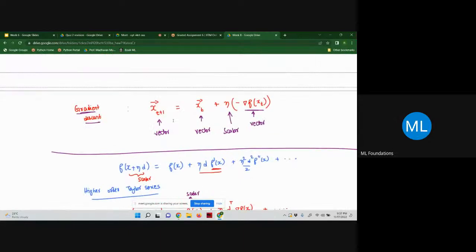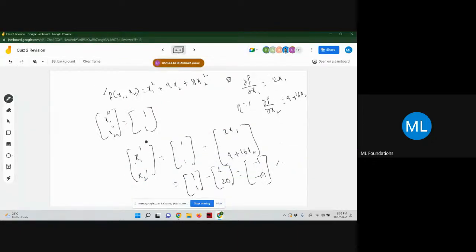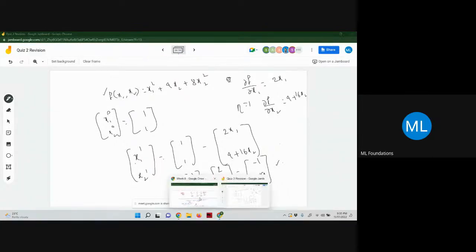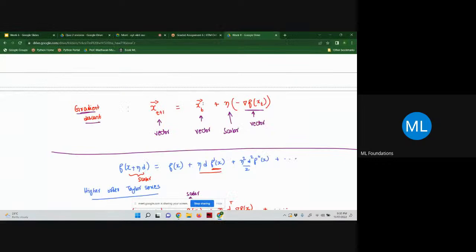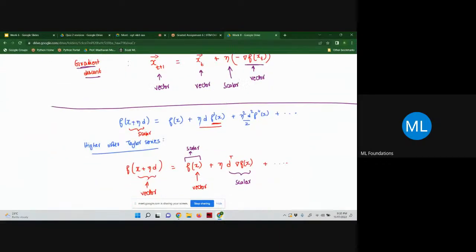So this is the same one I have told. This is the way to update it. x_{t+1} is this vector, and then this x_t is this vector, minus the gradient is this vector. So the same thing they just represented here. And then this is just a higher order Taylor series expansion.